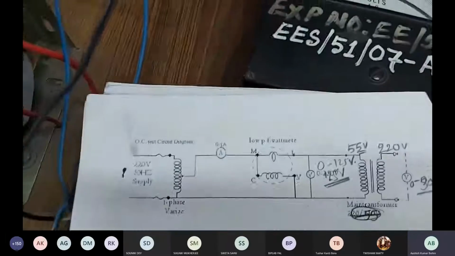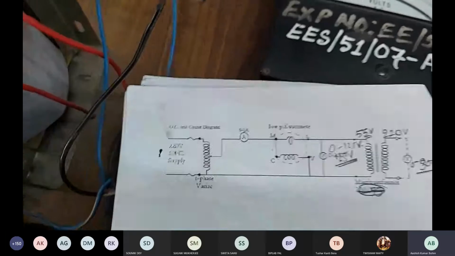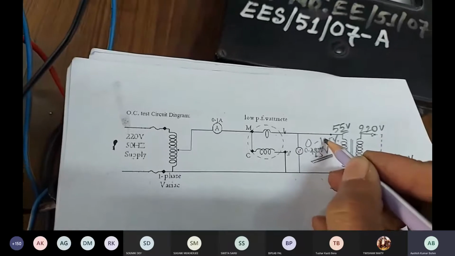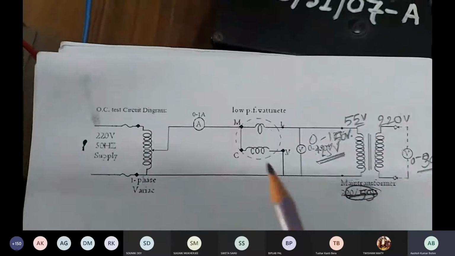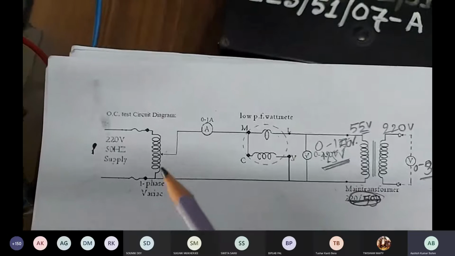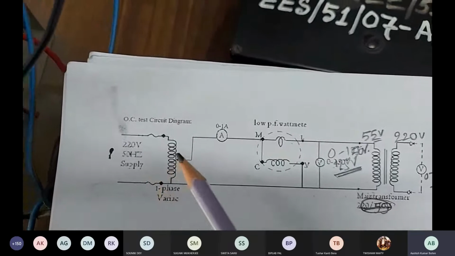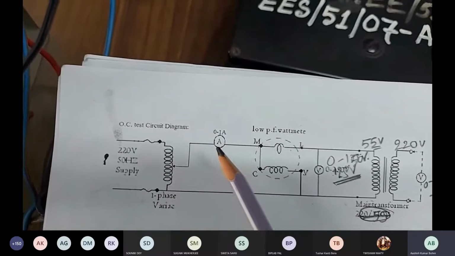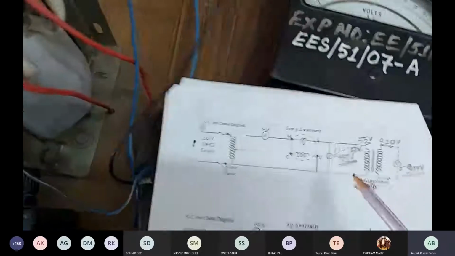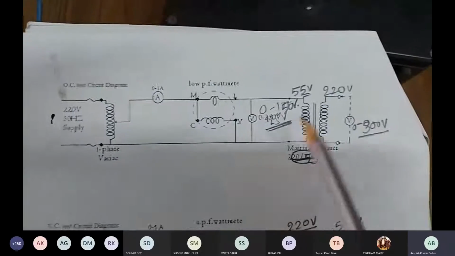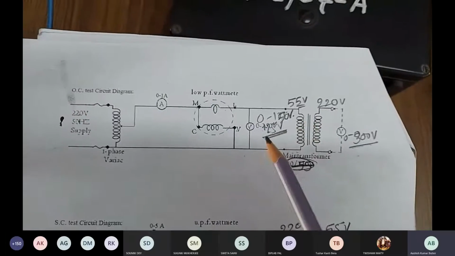You have already seen the connection diagram. According to the connection diagram, we have to connect the circuit here. You can check the range of the different meters. This supply is 220 volt or 230 volt. This ammeter is 0 to 1 ampere. We have an LPF voltmeter. The specification we will see later.